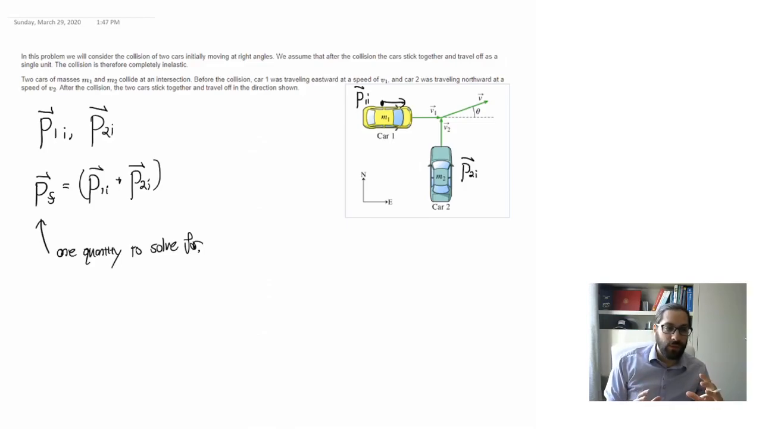Perfectly inelastic collision means the kinetic energy of the final system is minimized. For partially inelastic collisions, I generally need more information than that. I'm going to need to know how much energy is lost, or I'm going to need to know the final velocity of one of the two particles.